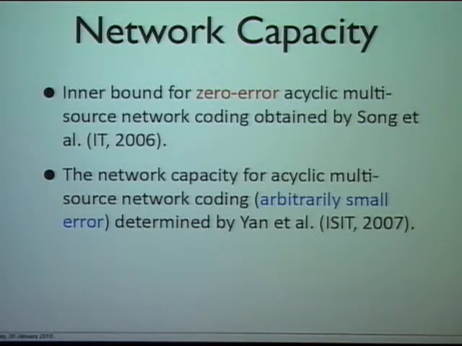Now, in 2006, Zhang et al., which refers to myself and Ning Chai, my long-term collaborator, did a work on the inner bound for the zero-error acyclic multi-source network coding problem. Zero error means, as opposed to arbitrarily small probability of decoding error. And then in 2007, we talked about this in ISIT. We obtained the network capacity for the acyclic multi-source network coding problem for arbitrarily small error.